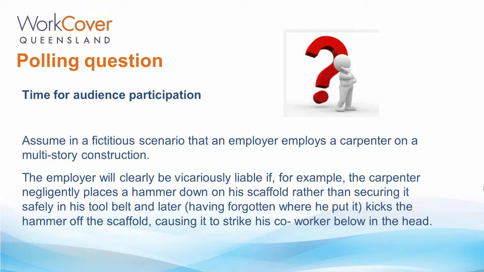All right, let's just assume in a fictitious scenario that an employer employs a carpenter on a multi-story construction site. Clearly, the employer will be vicariously liable if, for example, the carpenter negligently places a hammer down on his scaffold rather than securing it safely in his tool belt, and later, having forgotten where he put it, kicks the hammer off the scaffold, causing it to strike his co-worker below in the head.